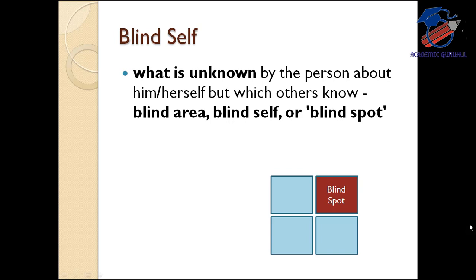So the second self or the second window pane is known as blind self. It is also called blind area or blind spot. What is unknown by the person about himself or herself but which others know? There can be many things that others observe. दूसरे लोग हो सकता है दूसरे लोगों को उस पर्टिकुलर चीज के बारे में ज्यादा पता है बिकॉज दे हैव ऑब्जर्व्ड मी. I cannot observe myself, I cannot keep an eye on myself, but others can observe such things. So the things which are not known to me but others know about that particular thing very well. This is unknown by me. So this is blind, this is called blind spot.